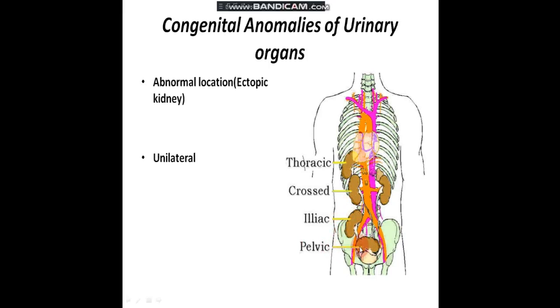Now pelvic kidney occurs when the kidney fails to ascend up into the abdominal, the lumbar region, and sometimes it can get arrested at the iliac region. At that time it is called iliac kidney. Once the kidney is in the pelvis, it gets its blood supply from the sacral vessels. In the iliac region, it gets its blood supply from the common iliac vessels, and in the lumbar region from the abdominal aorta by means of the renal vessels.